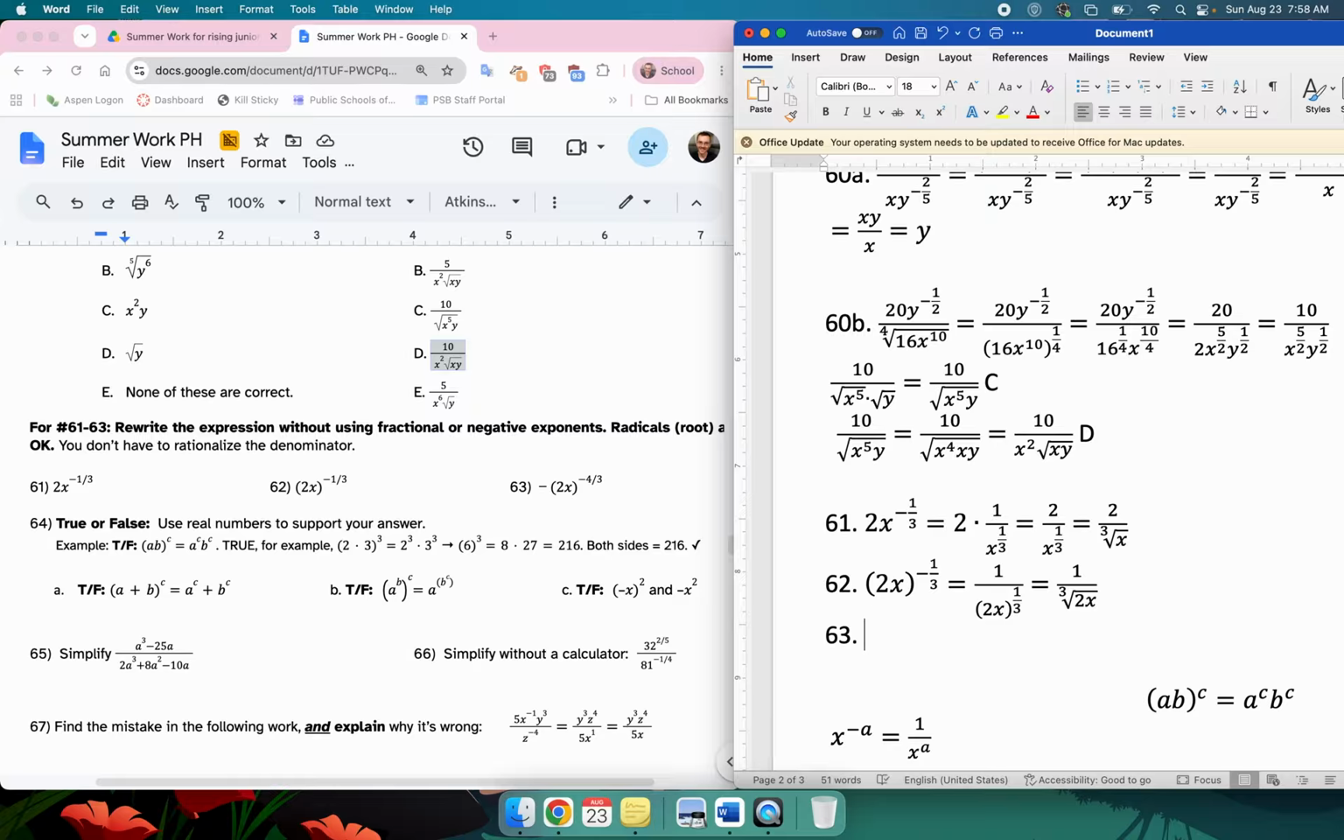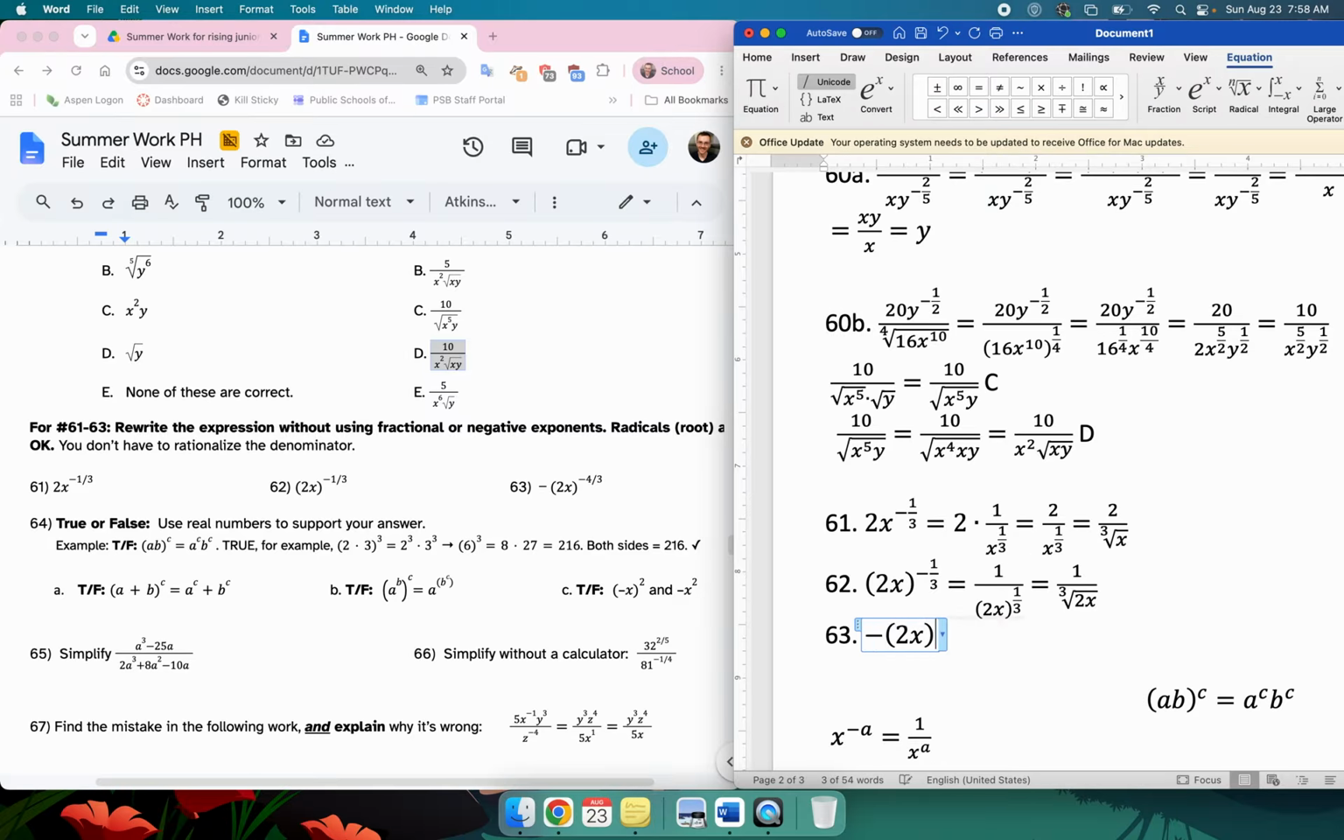63 is negative quantity 2x to the negative 4/3. Not very different from the previous problem, except there's this minus sign here. How does that interact with stuff? The answer is it really doesn't. Like the minus sign here is not affected by this exponent at all. You can think of it as a multiplication by negative 1, and this exponent is only being applied to the object directly in front of it, which in this case is this guy right here. It's not affecting the negative 1 at all. In other words, the minus sign just kind of gets carried along for the ride.